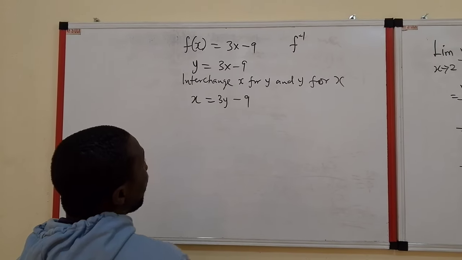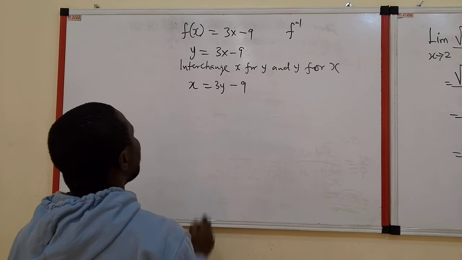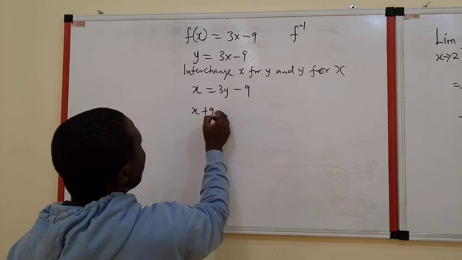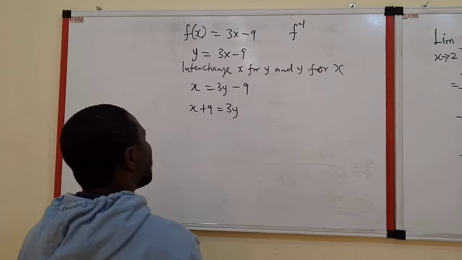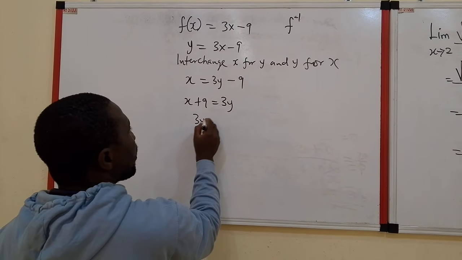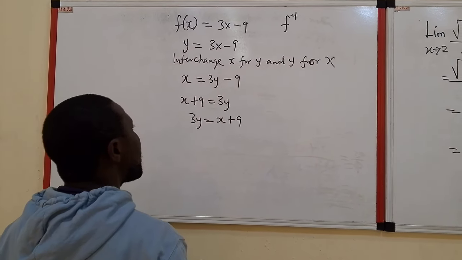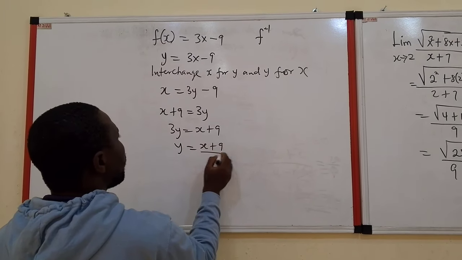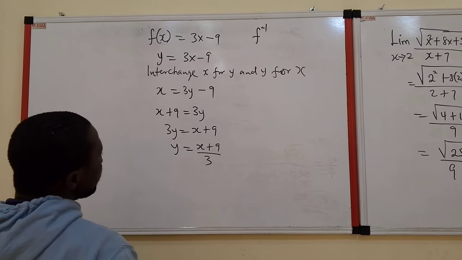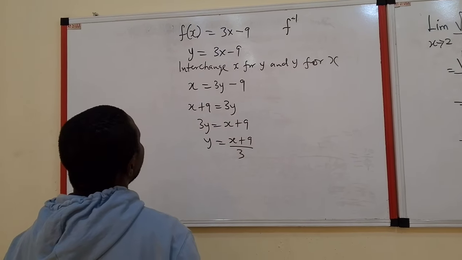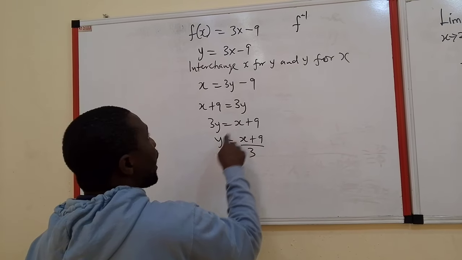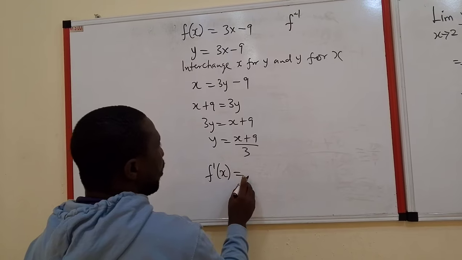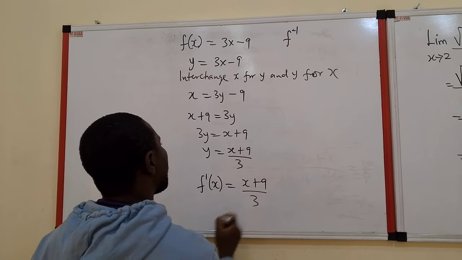Okay? The next thing I will now do is this. I'll make y the subject formula. So for y to be the subject formula here, I'll transfer minus 9 here. I have x plus 9 equals to 3y. The next thing is 3y equals to x plus 9. Divide both sides by 3. I have y equals to x plus 9 over 3. Now that my y is x plus 9 over 3, I will now replace this y with f inverse. So my f inverse of x now will give us x plus 9 over 3. This is my final answer.